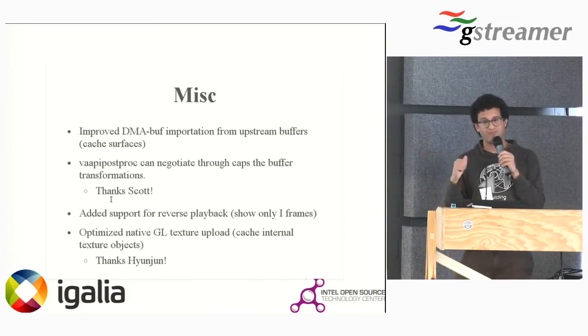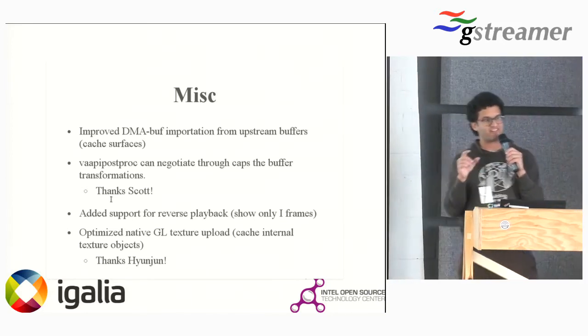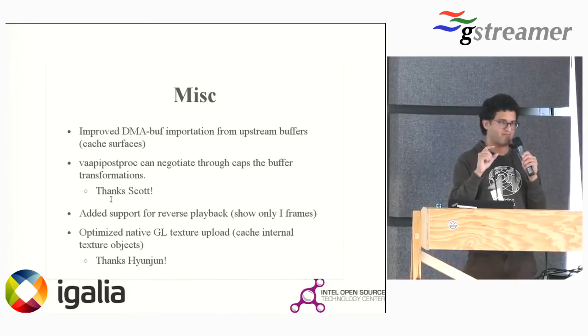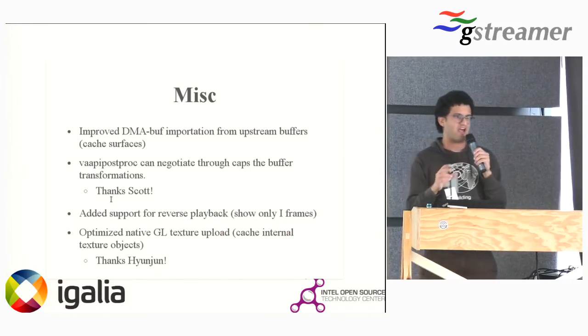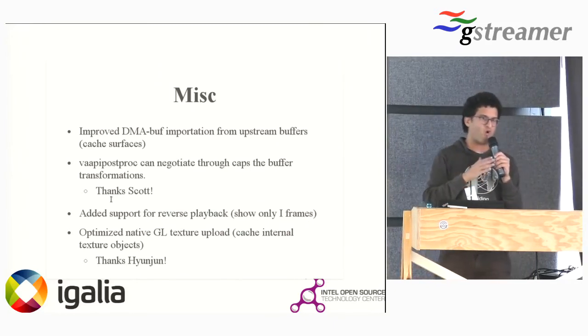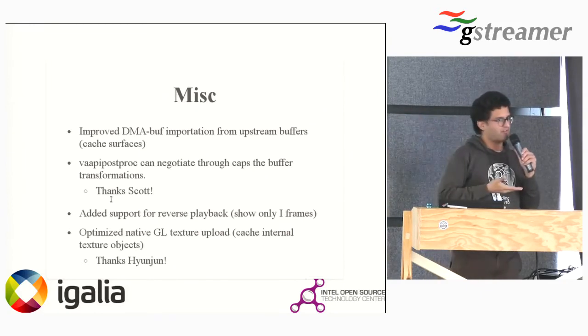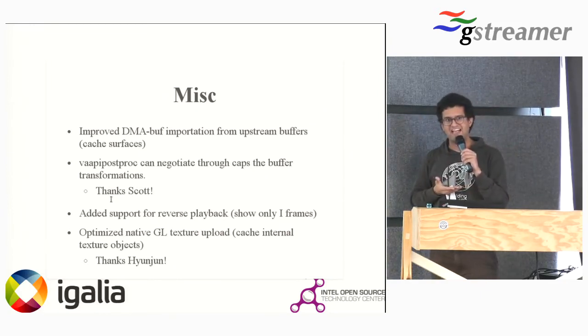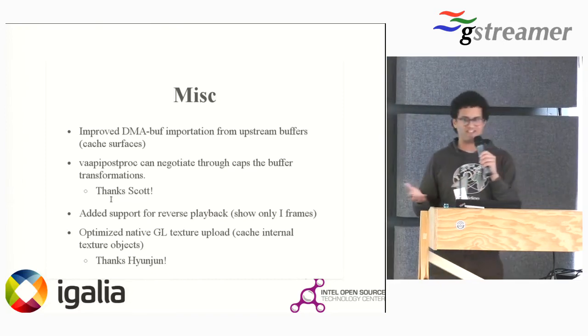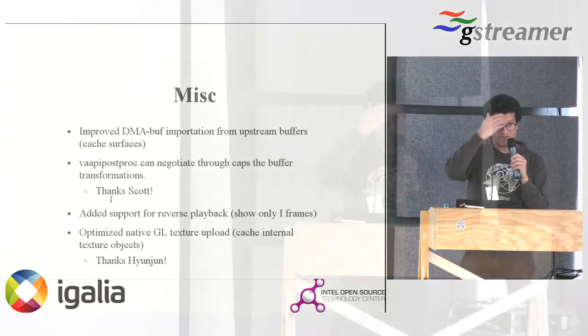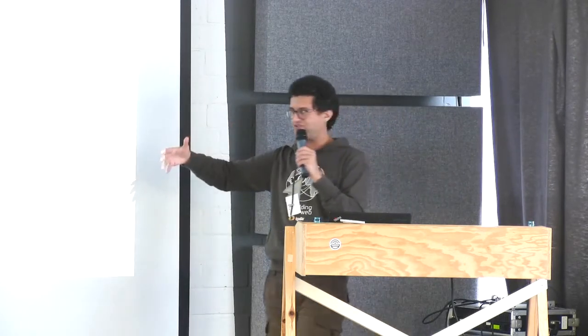The problem with reverse playback is that we have a limited number of surfaces because of the driver. In reverse playback, we have to hold the whole group of pictures in order to render it backwards. As we only have 4, 5, 6 surfaces available, we cannot hold the complete group of pictures. So we end up with a hack.